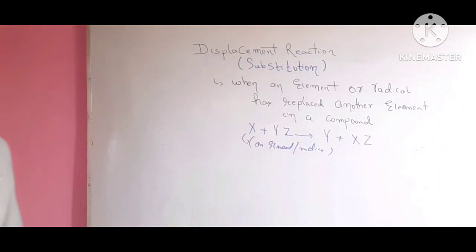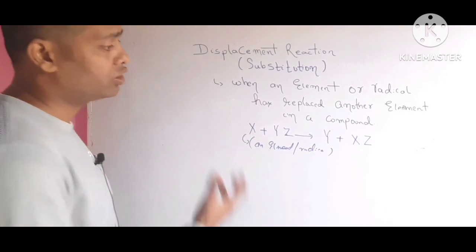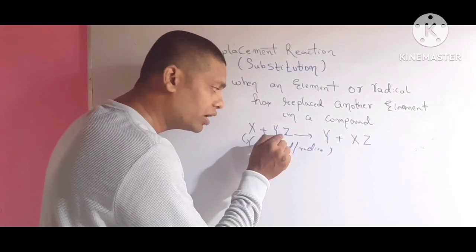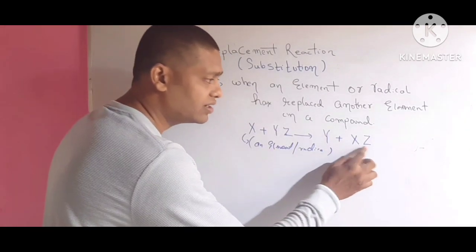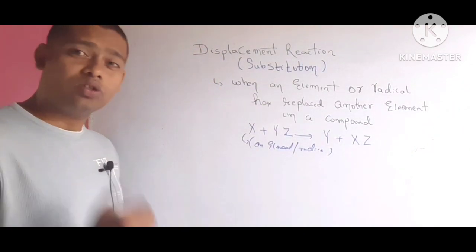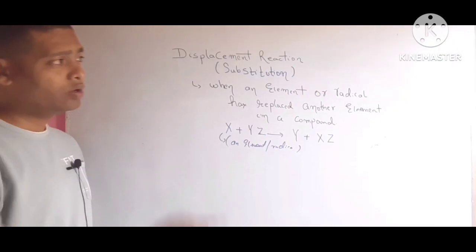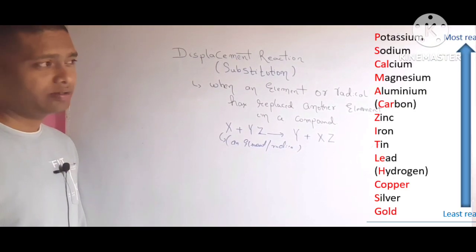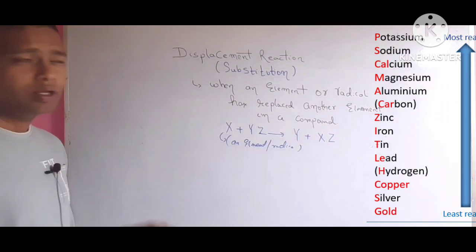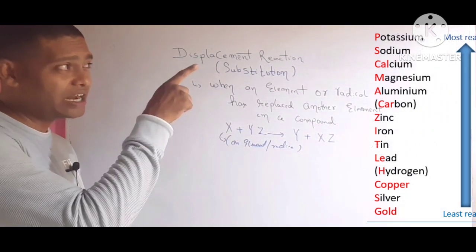Understood this one? Now you will ask me, sir, how did you come to know that x has the ability to displace? We will decide according to the reactivity series. Now sir, what is a reactivity series? If you see, all the elements are arranged in a particular pattern or order, and that is a reactivity series. This is a reactivity series for metals.